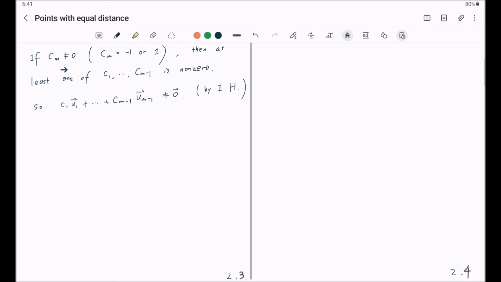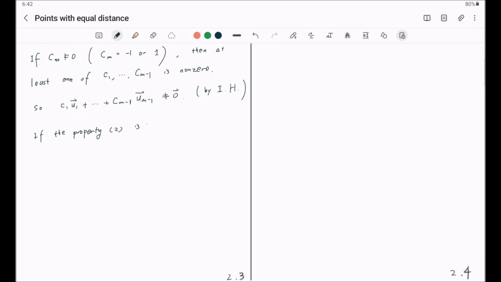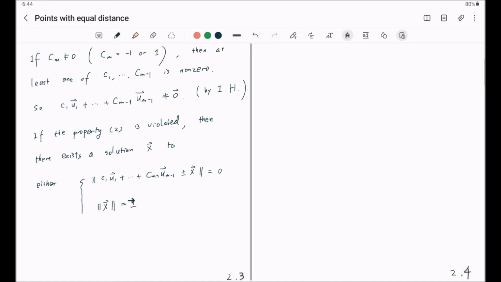Now, in this case, we're going to look at the situation where the property number 2 is violated. When 2 is violated, then there exists a solution x to either this system of equations or this system of equations.